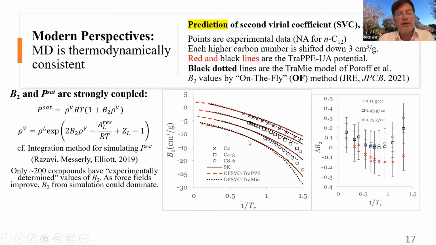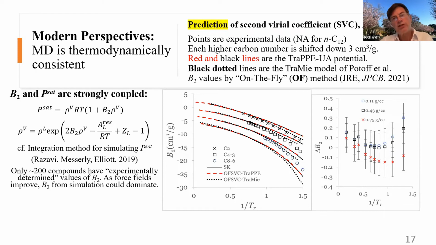So how are we doing when we compare to experimental data? It turns out it makes a huge difference which force field you use, because the force field is very closely tied to the vapor pressure behavior through these equations. And so what we see is the Potoff force field, which uses the Mie potential, is doing a much better job for vapor pressure and a much better job for the second virial coefficient.